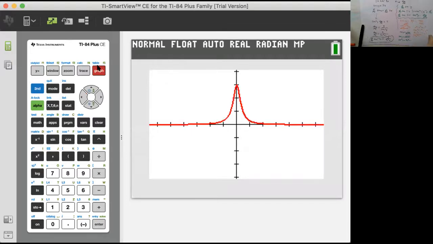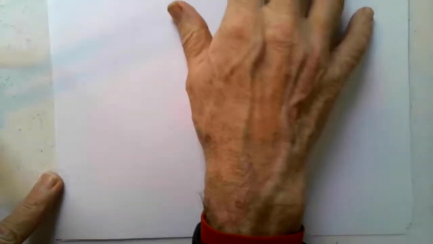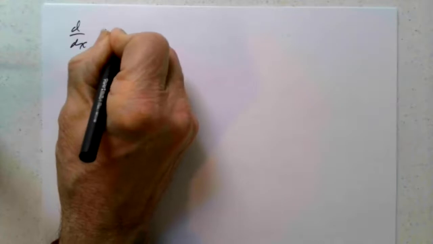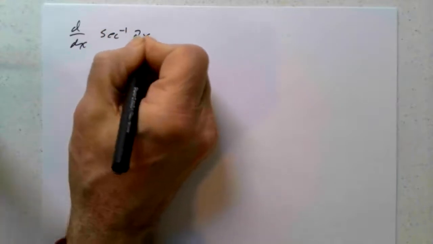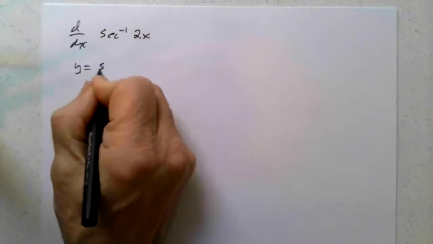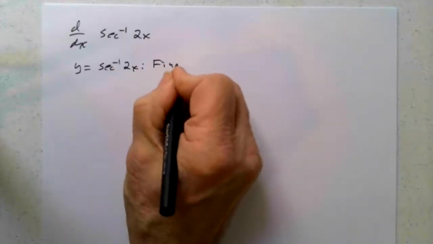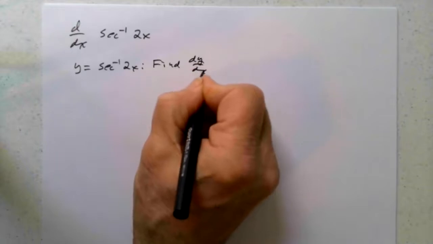So let's quickly do one more. This time our goal is to look at the derivative of the inverse secant of 2x. So that's our goal: the derivative with respect to x of the inverse secant of 2x. So we're going to say y equals inverse secant 2x, and our goal is to find dy/dx. That's the derivative of that function.